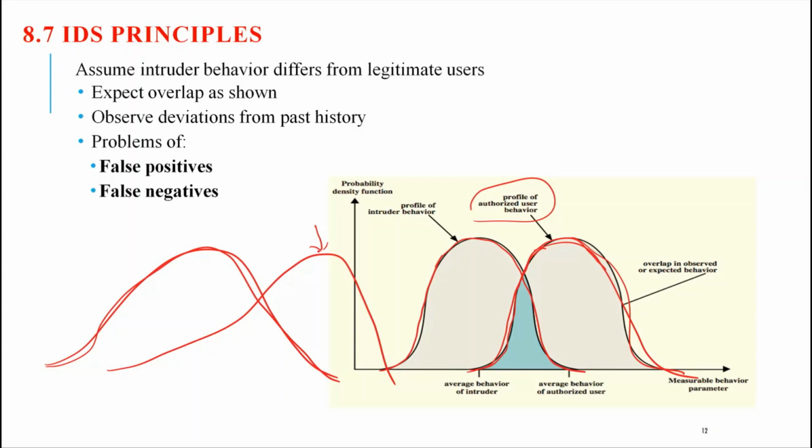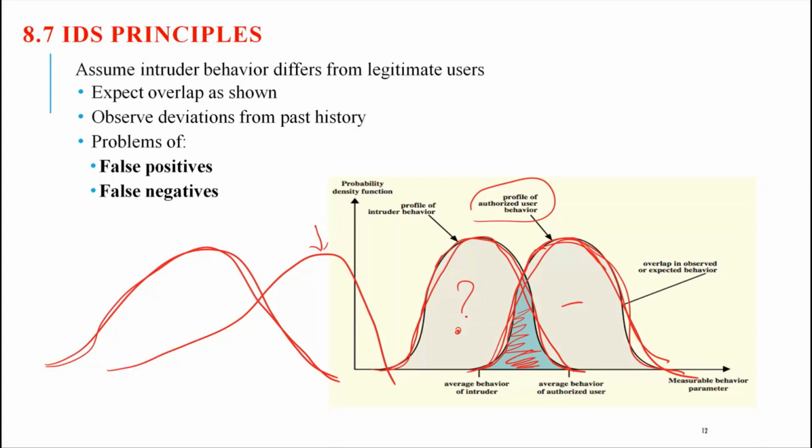So this is the profile of the authorized user behavior, but the profile of an intruder behavior is going to be entirely different from the normal user. There is a little bit of overlap. Almost 20-25% is behaving like an authorized person, but more than that is going to behave like an unauthorized person. So this is how the intrusion principle works.